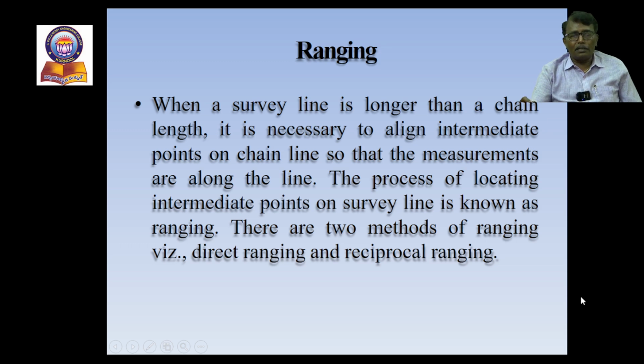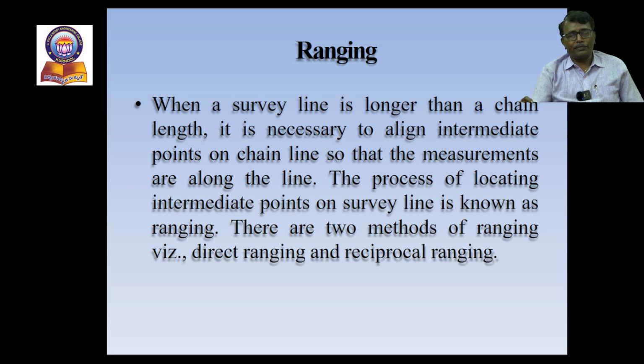Next is operation. The first operation generally done before taking the linear measurement is known as ranging. That means aligning a straight line is known as ranging. When a survey line is longer than a chain line, it is necessary to align intermediate points on the chain line so that the measurements are along the line. The process of locating intermediate points on a survey line is known as ranging.